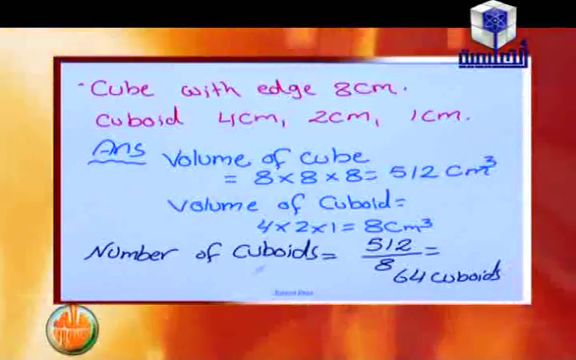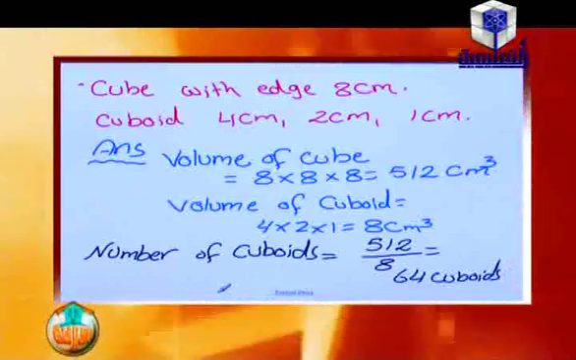Okay. So the basic: first step, we have to find the volume of a cube, edge by edge by edge, 8 by 8 by 8. The second step, we have to find the volume of a small cuboid, length by width by height, 4 multiplied by 2 multiplied by 1. Good. The last step, we have to divide the two volumes obtained to get the number of small cuboids.